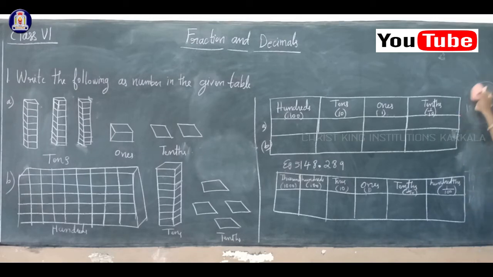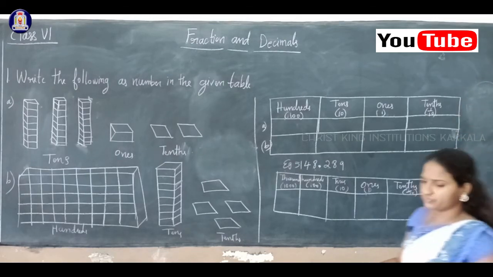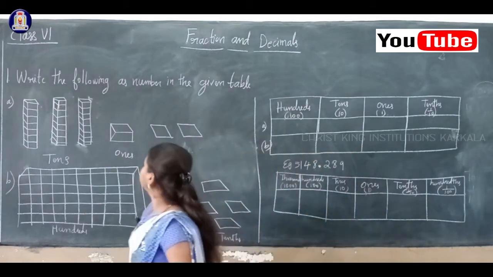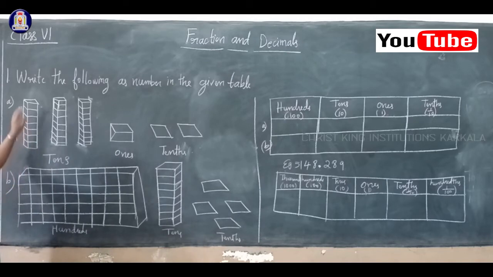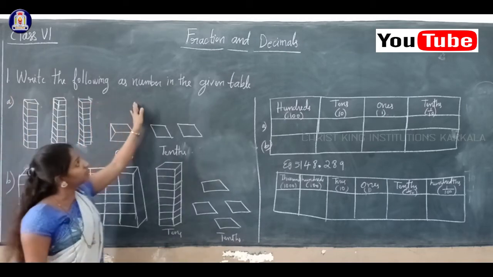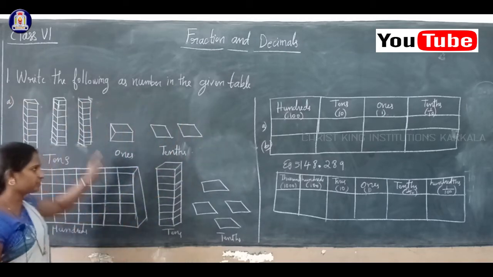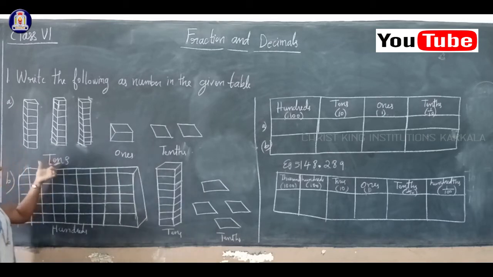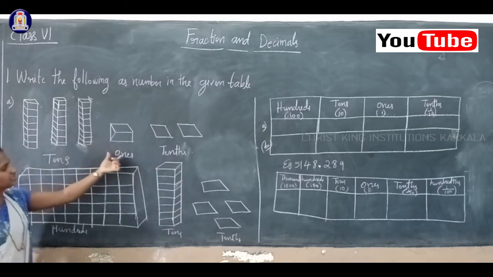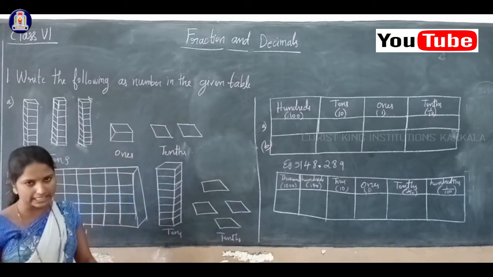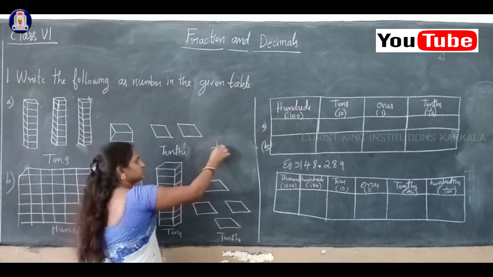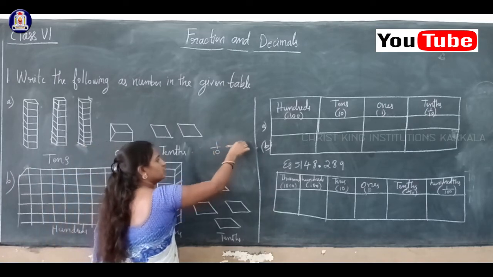Now here in the exercise sum, some figures are given. Write the following as numbers in the given table. The figures are given, but here they mention tens. These figures are representing tens, and this is ones, and this is tenths. Tenths means 1 by 10, and 1 by 10 is 0.1.